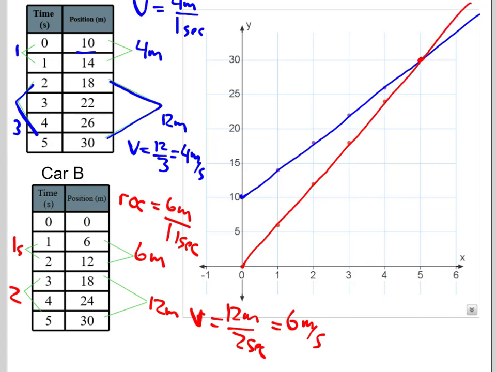And we can see at this location right here, because this is a position time graph, this position right here, both cars are at the same position. That means car B has caught car A right here, and that happens at 5 seconds into the race. And you could also see that over here in the table of values.